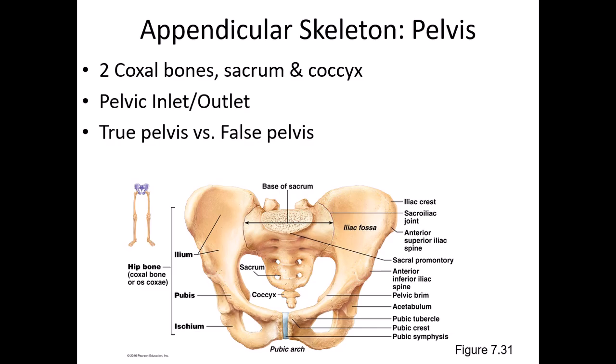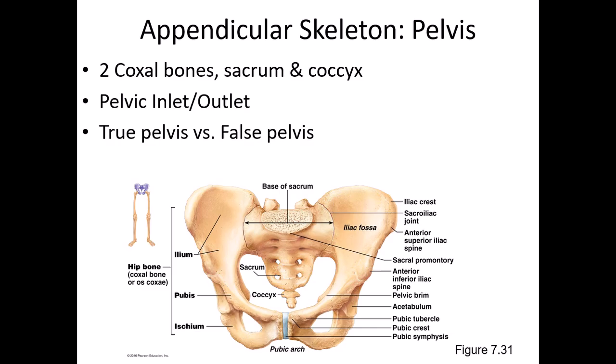When we look at the bony pelvis, we can distinguish the true pelvis from the false pelvis. The true pelvis is really the pelvic cavity. It's the space essentially between the pelvic inlet and the pelvic outlet, and that is where, for example, an unpregnant uterus would be situated, completely surrounded by bone.